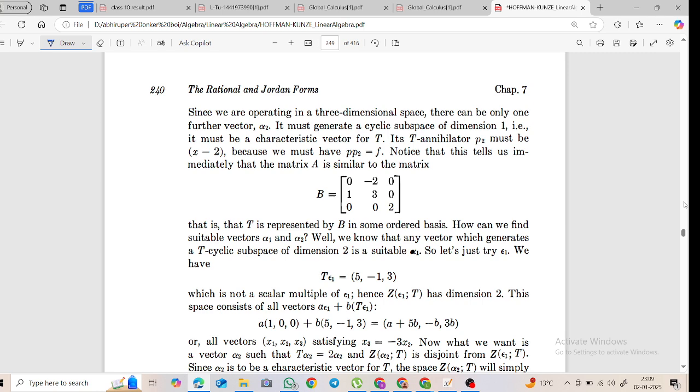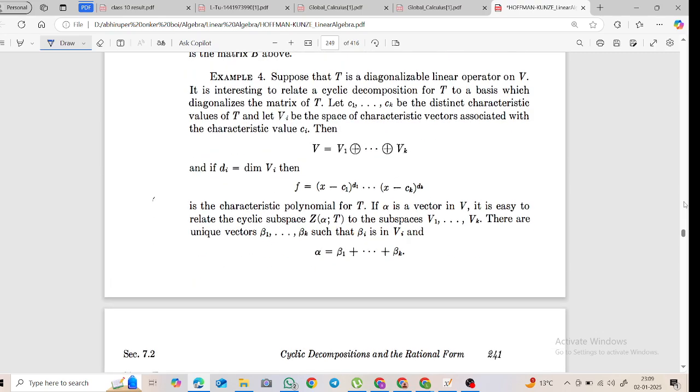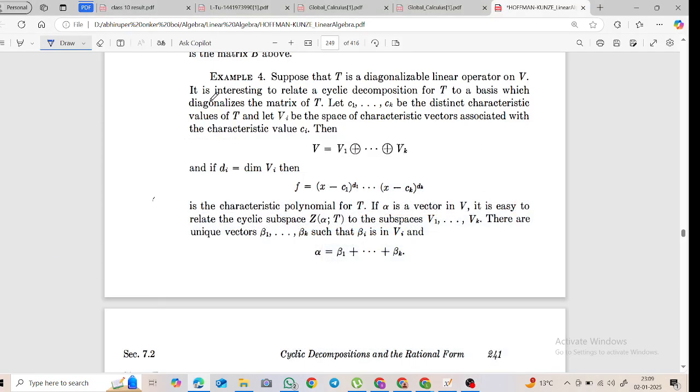Okay, so let's have a look at example 4. Suppose T is a diagonalizable linear operator on V. It is interesting to relate a cyclic decomposition for T to the basis which diagonalizes the matrix of T. Let c1, ..., ck be the distinct characteristic values, and V_i the characteristic subspaces associated with them.